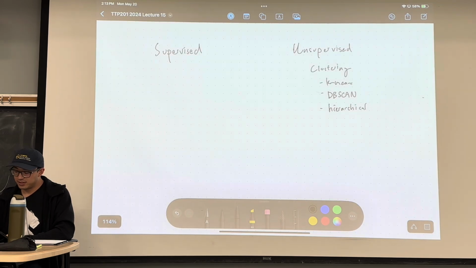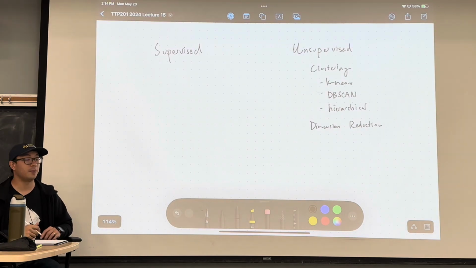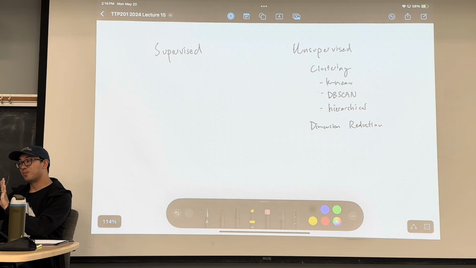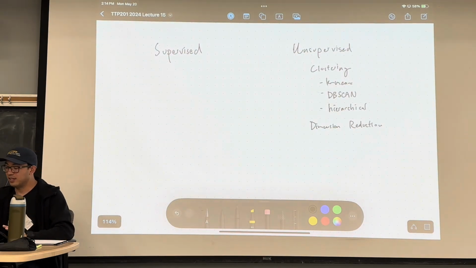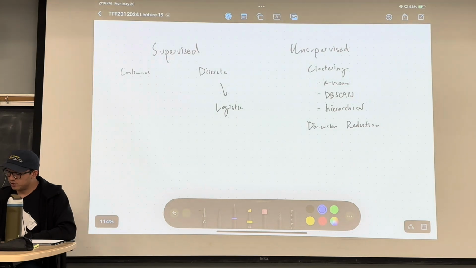Okay, so that's all stuff on the unsupervised side of things. There's also dimension reduction, which we don't cover, but I'll list that as a potential other area folks are interested in. You can look into that, or if we have time, we might be able to cover some of that. Supervised learning.